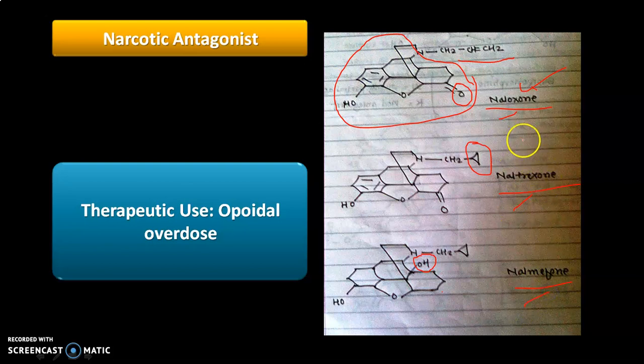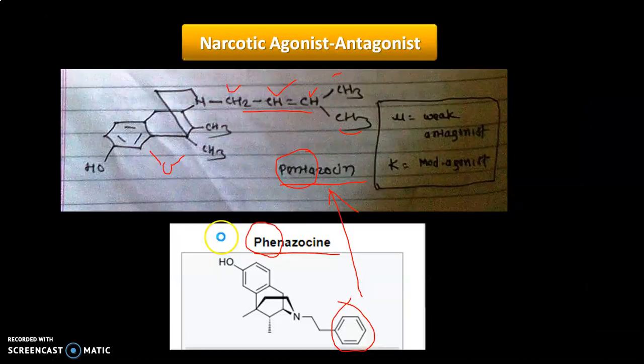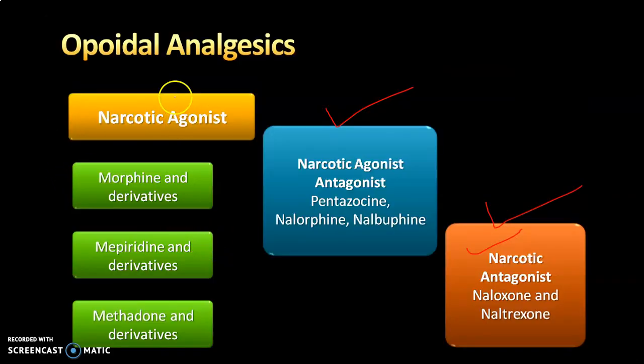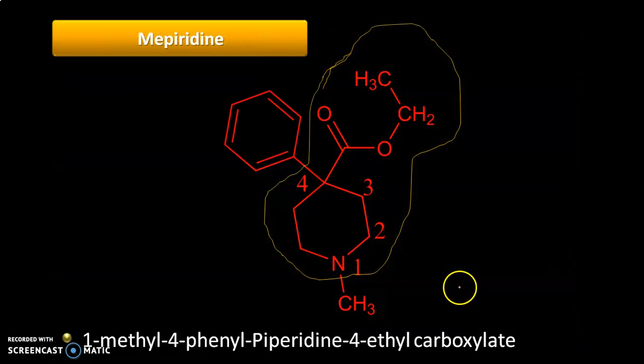Now what is the therapeutic application of these 3 drug molecules? You know well that people get addicted to morphine, and in case of overdose of opioid drugs like morphine, these antagonists are useful to reverse their effect. So in this way the whole chapter ends. We have seen narcotic agonist and antagonist, and the last is narcotic antagonist. Now we are moving to the nomenclature.